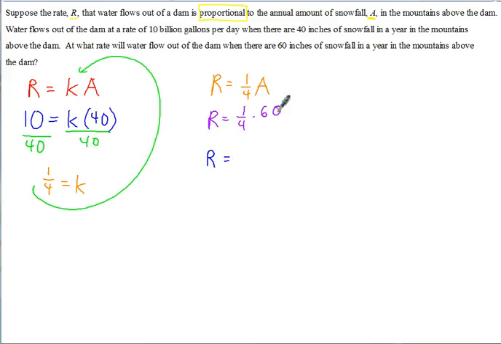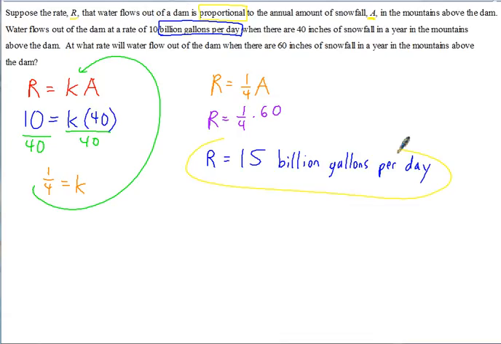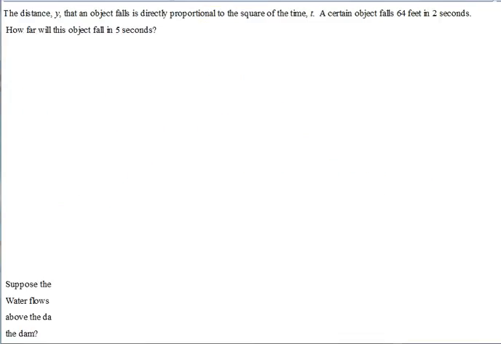So R would equal, 4 goes into 60 15 times. But here's where it's important to remember the units. Remember, the units for R were not gallons per day, they were billions of gallons per day. So it'd be 15 billion gallons per day. All right, so we start with a pretty basic example here. Now let's take a look at another one.